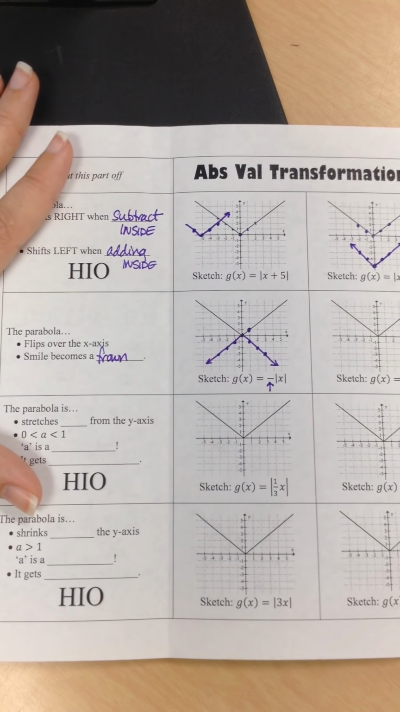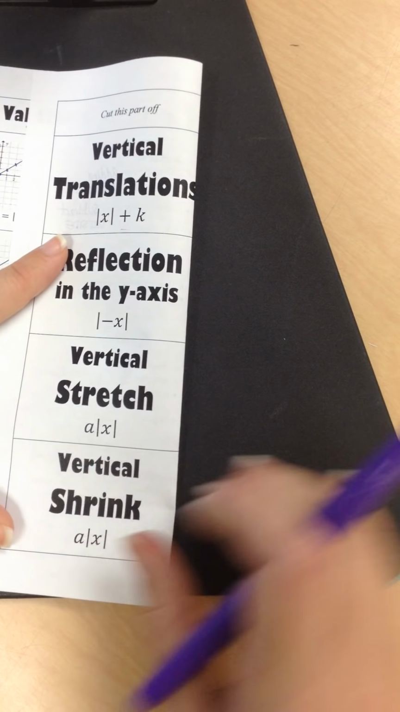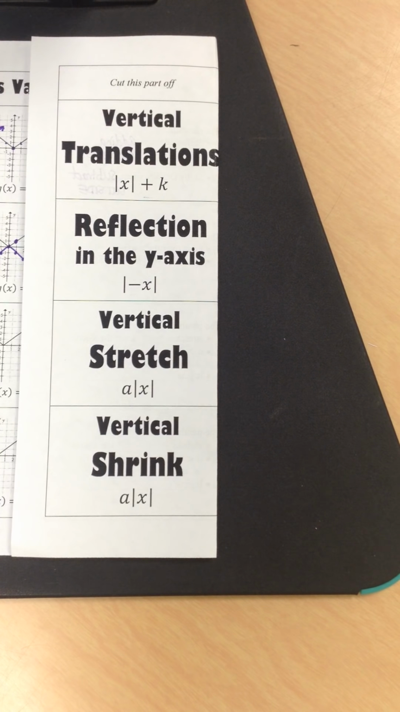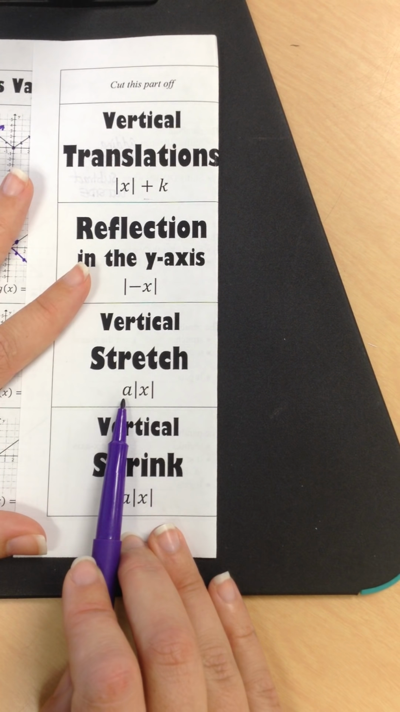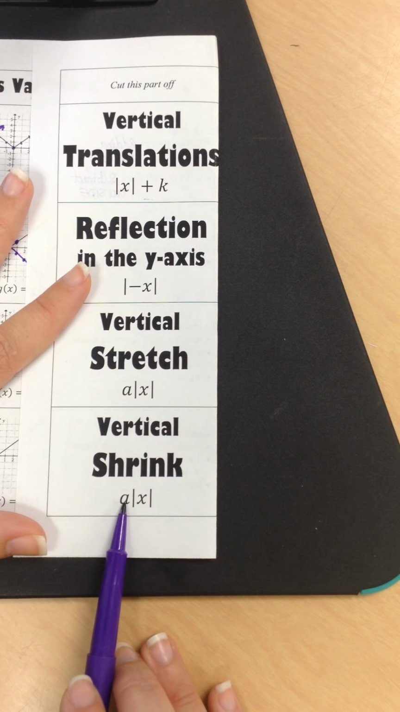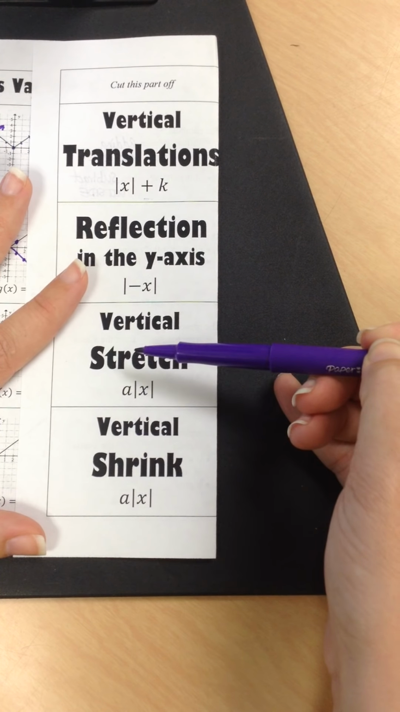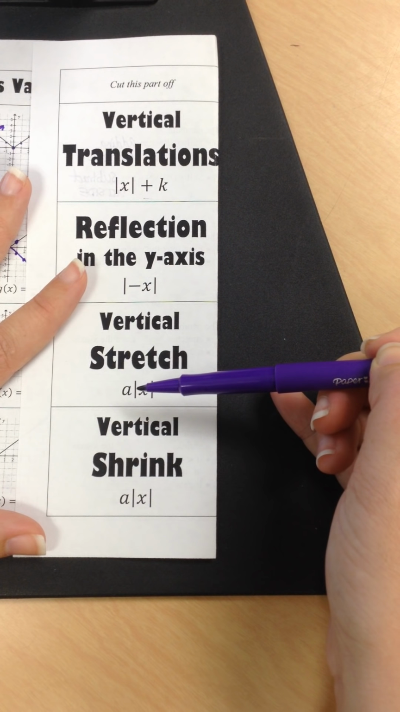All right, the last thing we're going to talk about today on this foldable is your vertical stretch and your vertical shrink. So we've talked about if you have a negative out in front, that tells you that you're going to have a reflection. If there is a number, so your A, it stands for a number, out in front, you're going to have a vertical stretch or a vertical shrink. The way you're going to know whether it's one or the other is dependent upon what that number actually is.